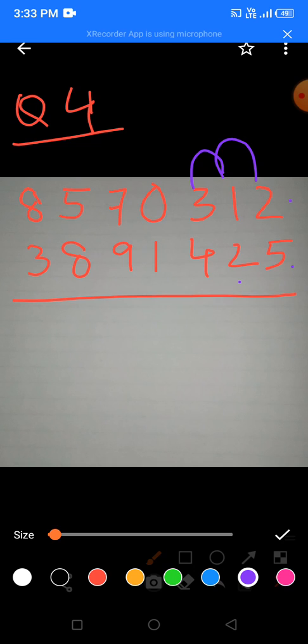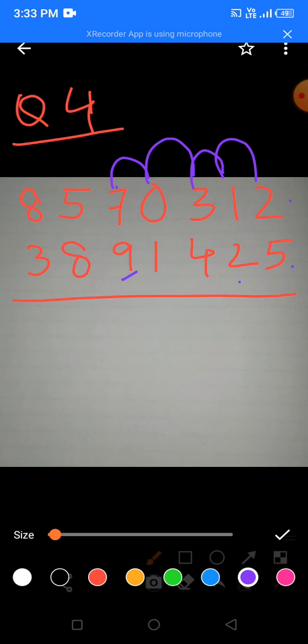Then can you borrow from 3? No. Then you will jump to 0. Can you borrow from here? 0? No, you cannot borrow. Then can you borrow from 7? No. Why? Because 7 is a smaller number. It is smaller than 9.